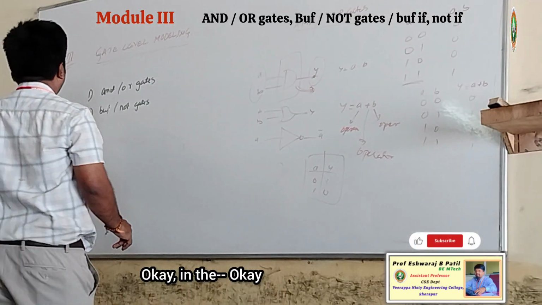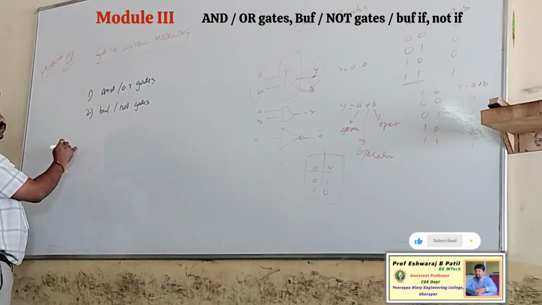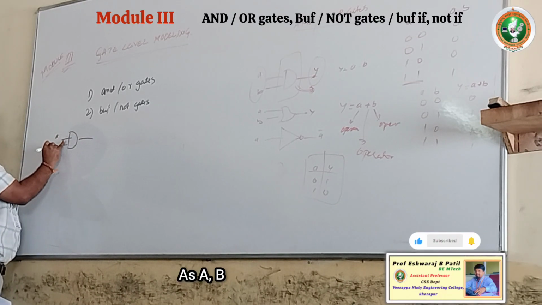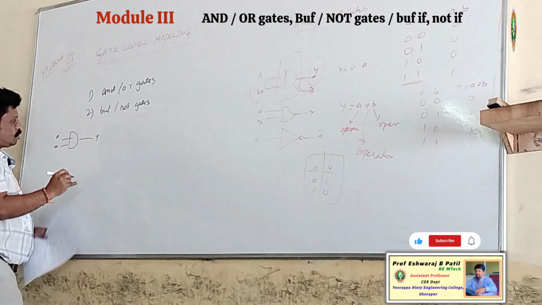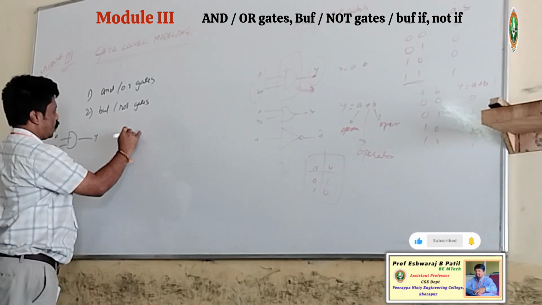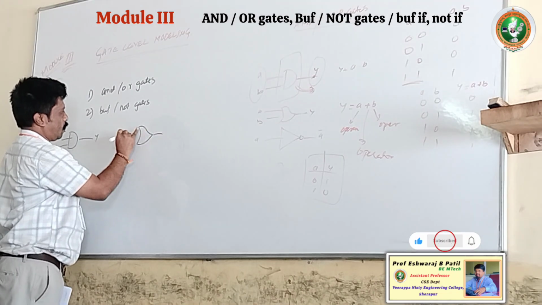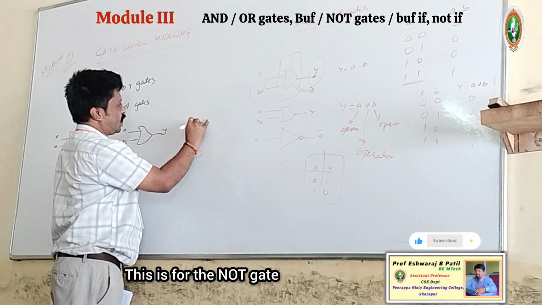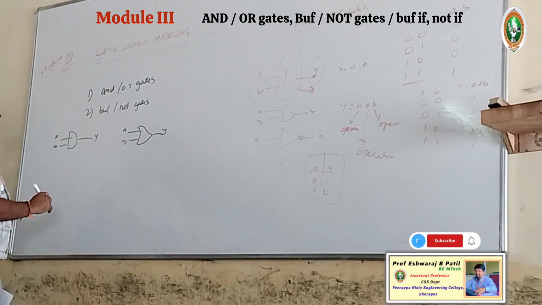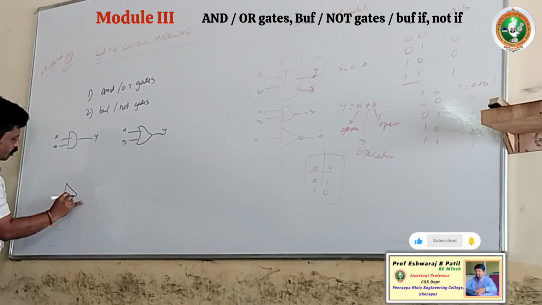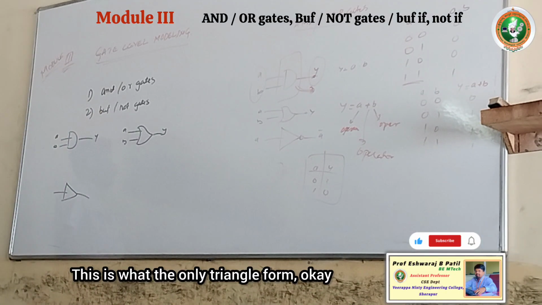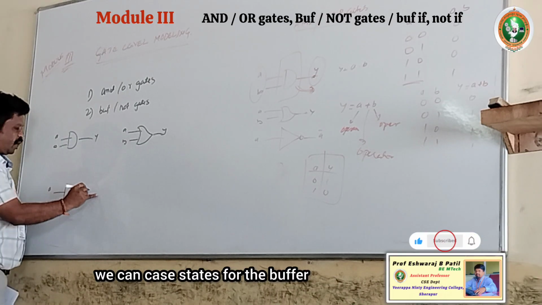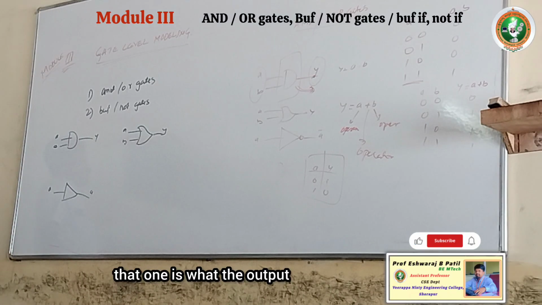Just copy these as A, B, Y. This is the NOT gate. Sorry, this is only the triangle form. Triangle without the bubble, we can say it's for the buffer. Whatever the input is, that is the output.